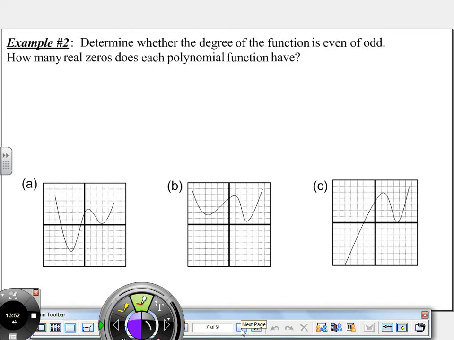All right. Looking at this function, part A, okay? Do you believe the degree of this polynomial, they don't have the equation here, but if the equation was here, would the degree of the equation be even or odd? Even. How do we know that? Good, because they both go up. Okay, so same end behavior, even. What about the graph in part B? Even. Okay. And in part C? Odd.